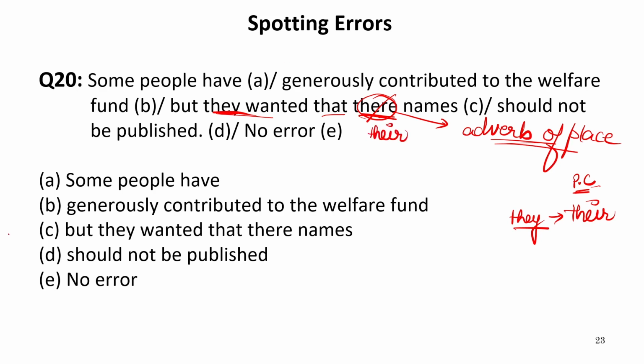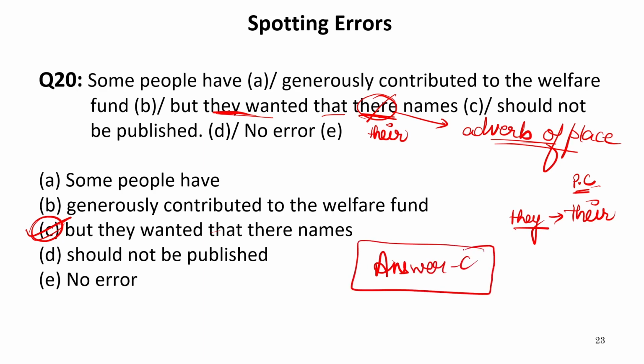So the error is in part C because it shows the position, the names of the people. So our answer is C. Now let us move to the next one.